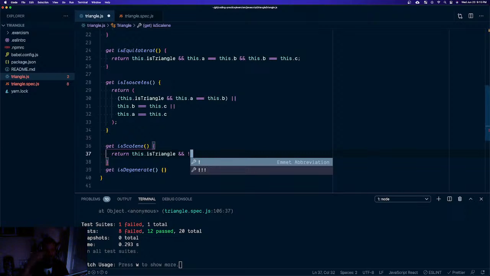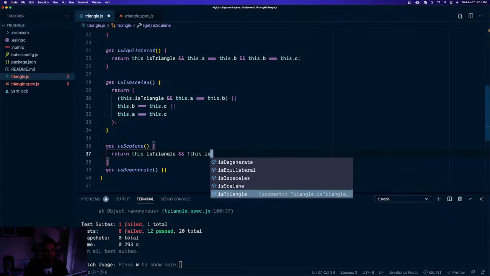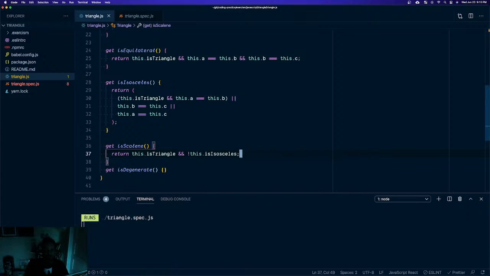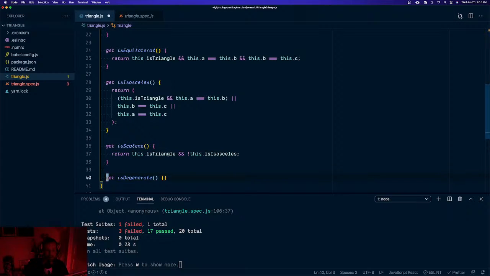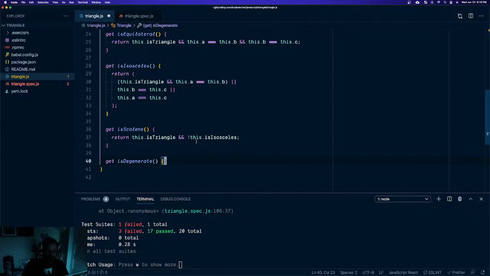Or just not isosceles, because isosceles is included in equilateral. 3 failed. There should only be 1 failing at this point. We'll address that later. It is a triangle, but it's not isosceles, which means by nature it's also not equilateral. That should work. Degenerate is if 2 sides added together equal the third.